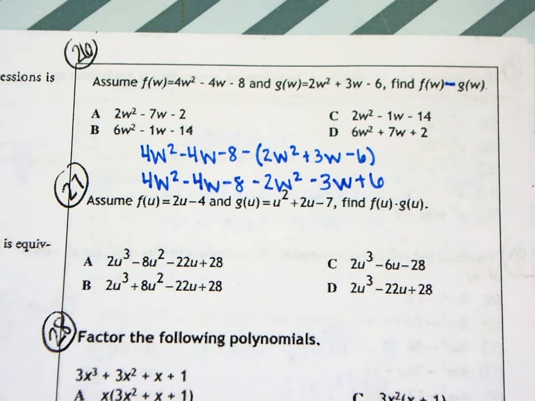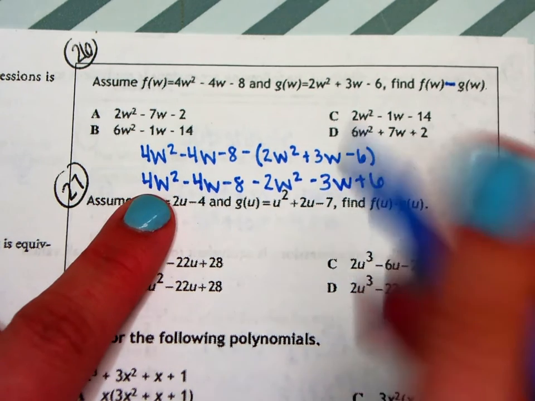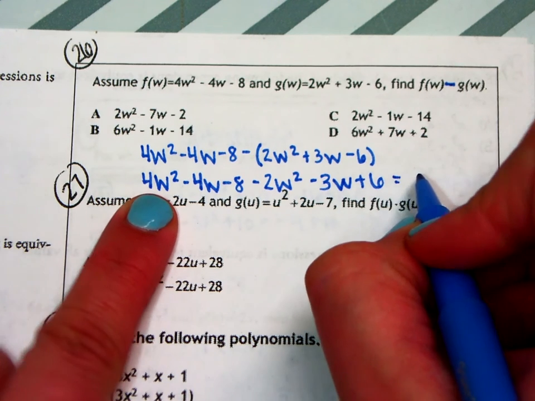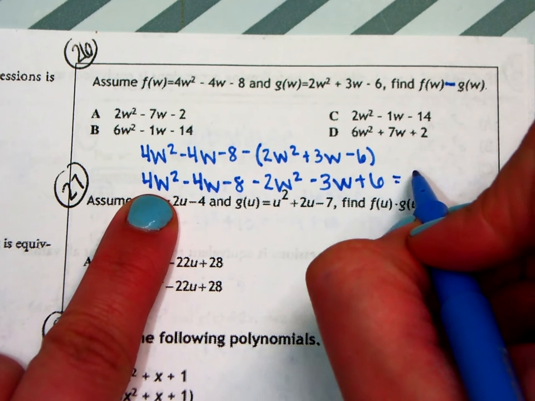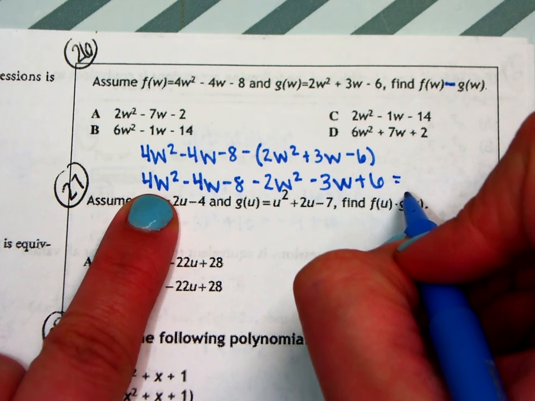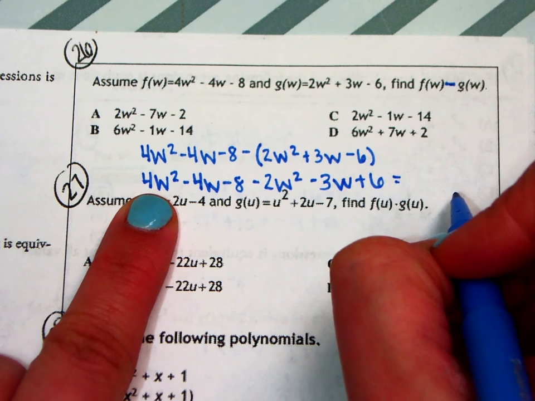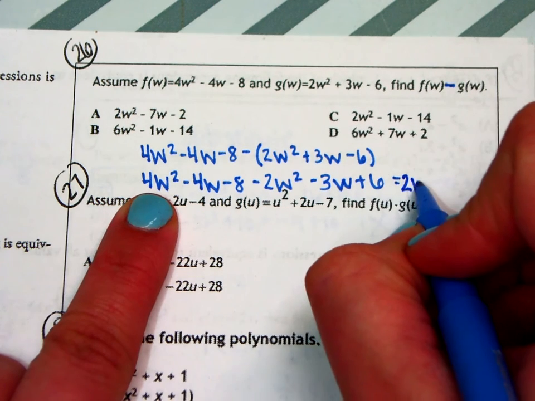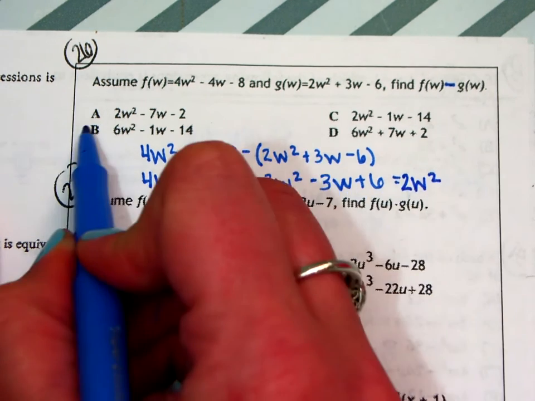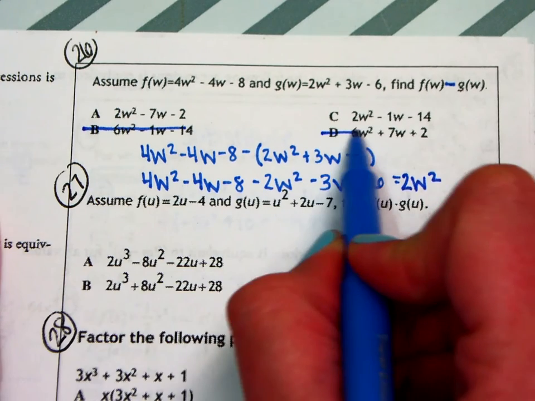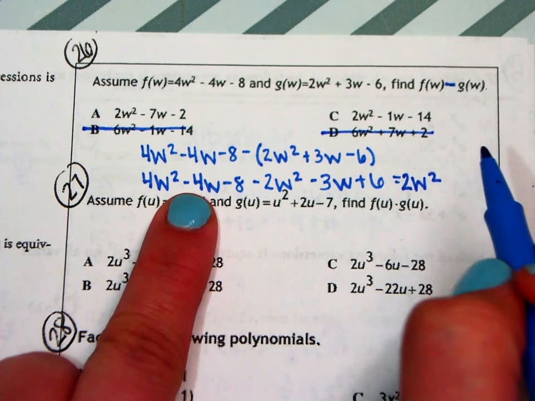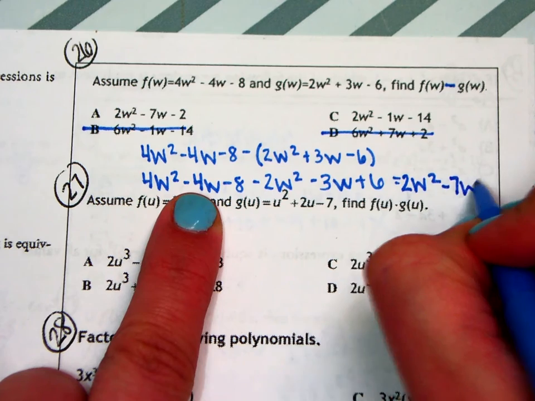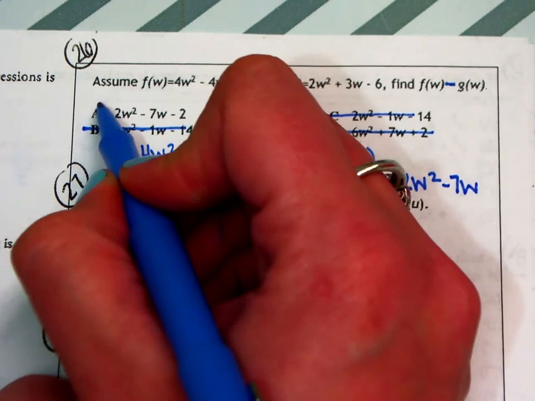So now to simplify, 4w squared minus 2w squared is 2w squared. So right off the bat, I'm going to cross off option B and D. Then I have a negative 4w and a negative 3w for a negative 7w. This one does not match, so by default it is A.